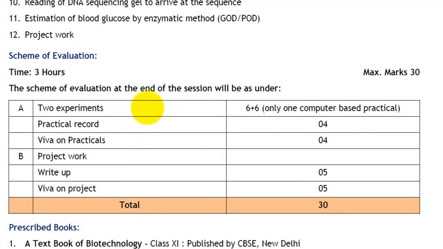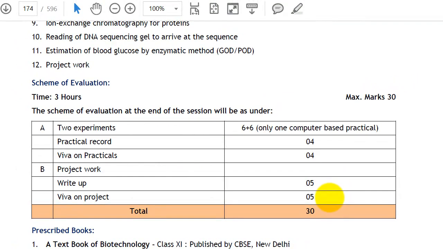There will be 2 experiments carrying 6 marks each. There will be only 1 computer based practical. Then the practical record which you will make will carry 4 marks, and the viva on the practicals which also carry 4 marks. The project which you have done, the write-up will carry 5 marks, and the viva on the project will be also of 5 marks, totaling to 30 marks in all.